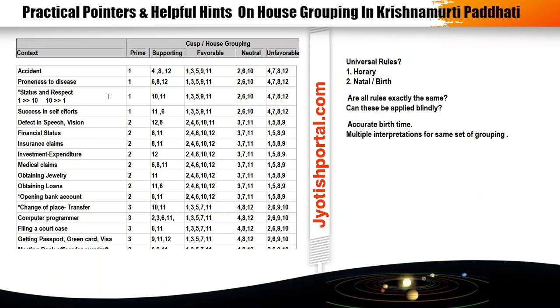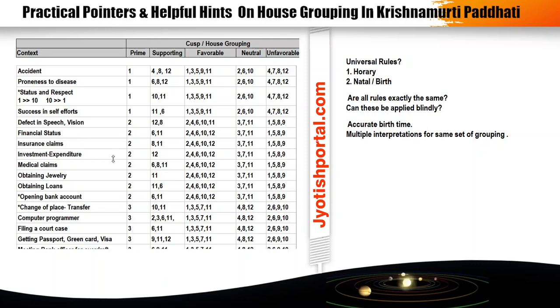I read about it in one of the books by Bhaskaran. That was a nice point he made, that when the first house becomes the significator of the 10th, it brings in respect and status. And when the 10th becomes the significator of the first, then also it brings in respect and status.